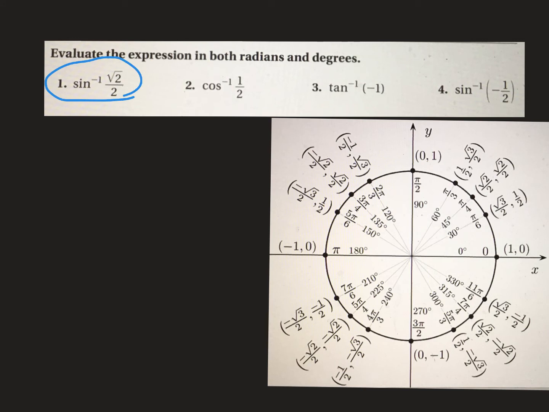So I'm looking for y. Sine is y. Where is y? Square root of 2 over 2 in quadrant 1 is right there. And so where is that? That's at pi over 4 and 45 degrees. And that's all you're going to do. Like, what are the measures right there? All right, let's try the next one.